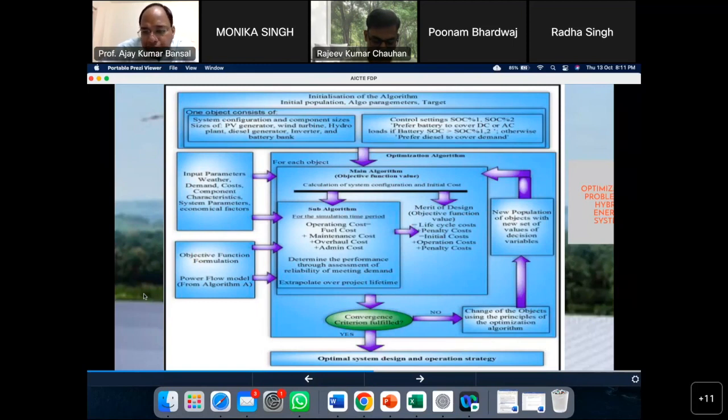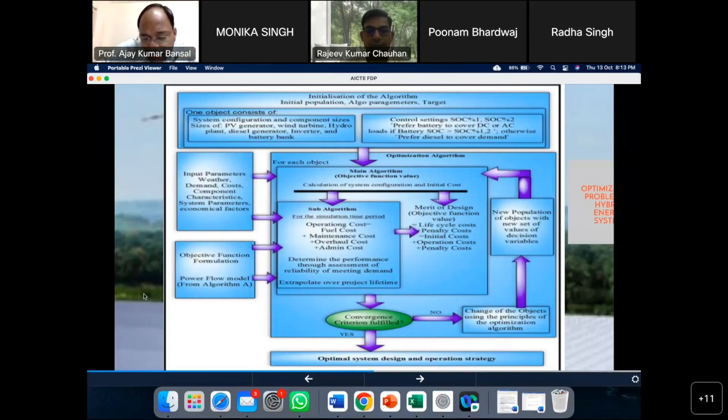So first we have to analyze which algorithm we want to use, and then on the basis of that algorithm we have to initialize the algorithm parameters. Then we require to input the system with various input parameters like weather parameters, demand, that is load, what are the costs associated with the various components, what are the various system parameters, what are the various economical factors associated with the system. And then we have to design an object which we want to optimize. The object which we want to optimize will consist of system configuration and the component size. So what are the various system components which we will be using, and what is the size of each? That will become one objective function in the optimization. Then we have to give some constraints which we want to apply.